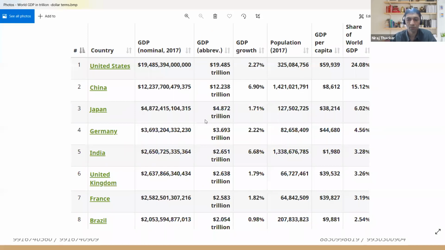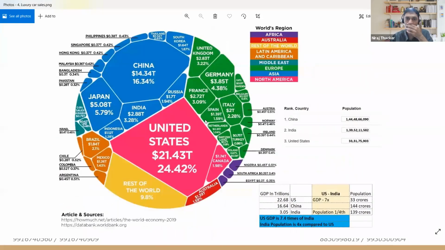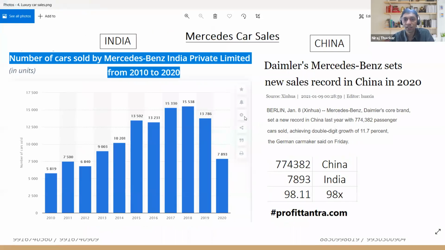Mercedes in China sold 7,74,000 cars in 2020, a record, in the time of Corona. In India, 7,800. They have sold about 98x more Mercedes-Benz in China. Why would they focus on India? Such a small market for them. For China, 7,74,000. Can you believe that?